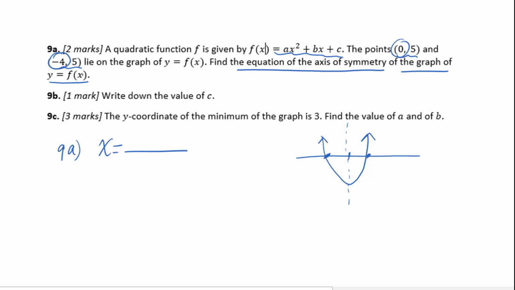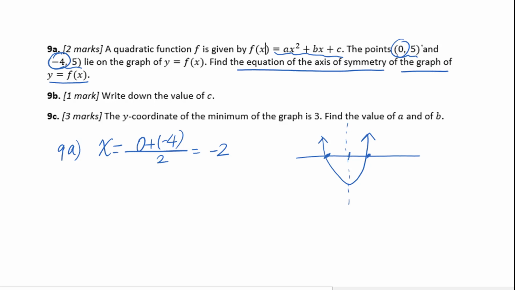We need to get the midpoint of these two x coordinates. So I have 0 plus negative 4 over 2. That equals negative 2. For 9b, write down the value of c.